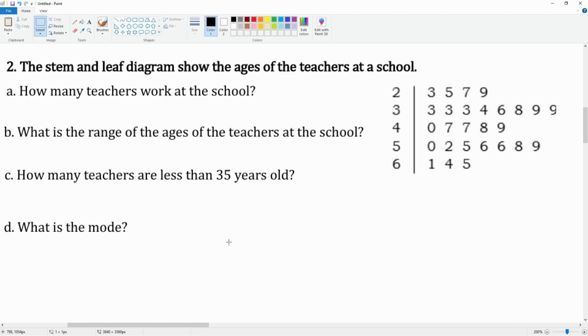Alright, here we have number 2. The stem-and-leaf plot shows the age of the teachers at a school. How many teachers work at that school? Well, we have to count. Let's just find all the data points, okay?